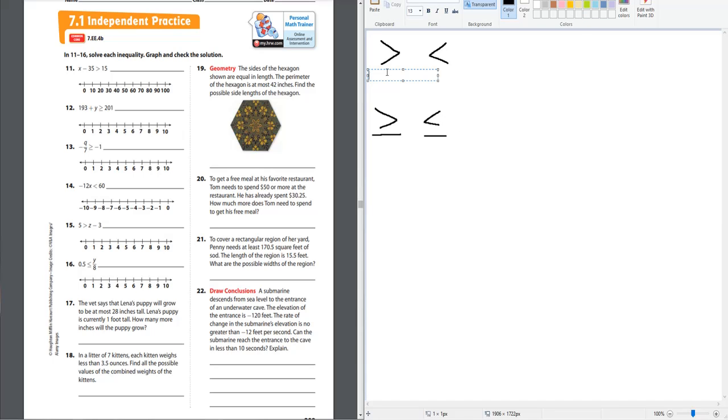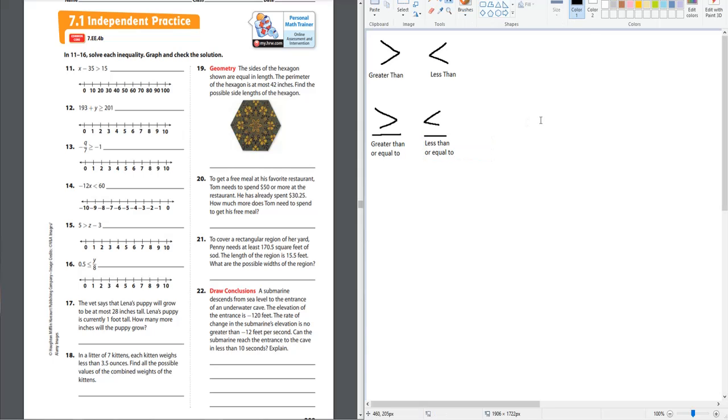So this one is greater than. This is exactly what it means. It's greater than, less than, greater than or equal to. This one is less than or equal to.